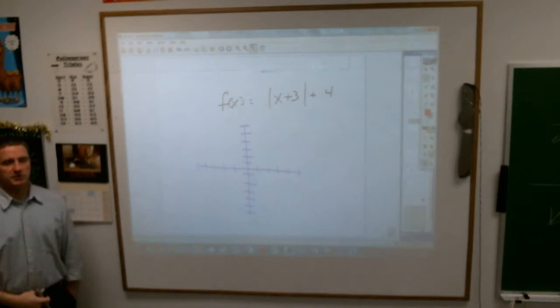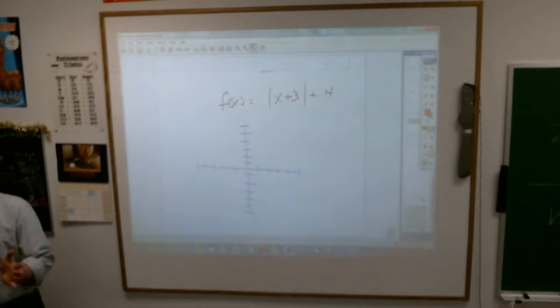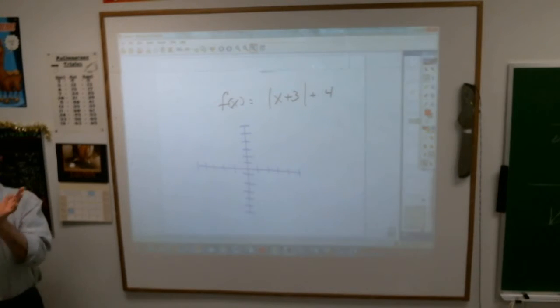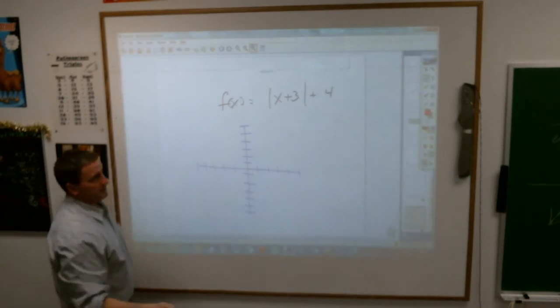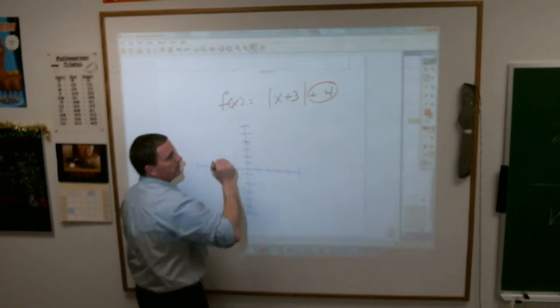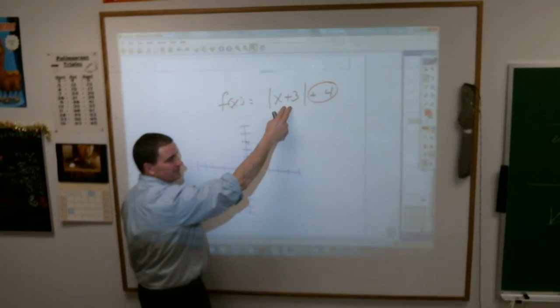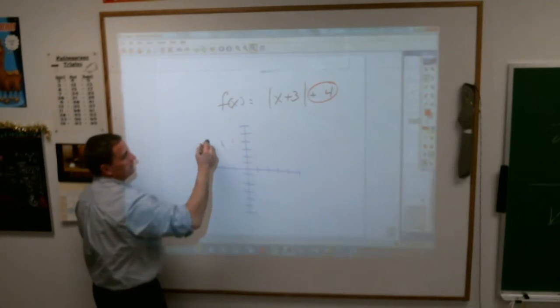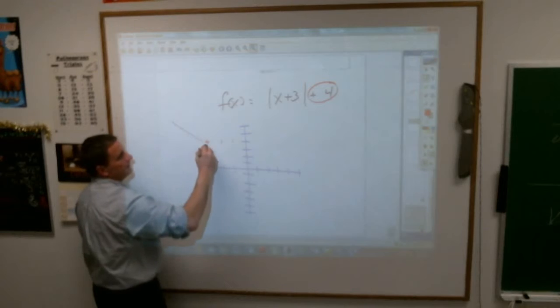If I were given this problem, because you can't really move your V around like I just did there, I'm just gonna find where the vertex of my V is. The vertex is up 4, 1, 2, 3, 4. Positive means I go left or right. Left. Up 4, left 3. 1, 2, 3. Here's the vertex of my V.